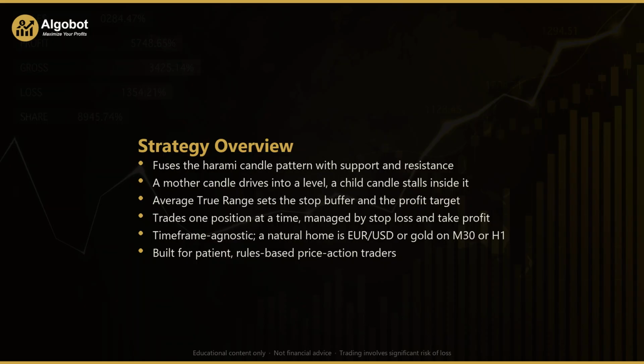A natural home might be euro to US dollar or gold against the dollar on the 30-minute or 1-hour charts, where range edges are often respected, and these exhaustion Harami pairs appear with some regularity. In terms of who it suits, this is really for the patient, rules-based trader who likes clearly defined, mechanical setups rather than discretionary judgment. As always, this is educational information, not a recommendation.